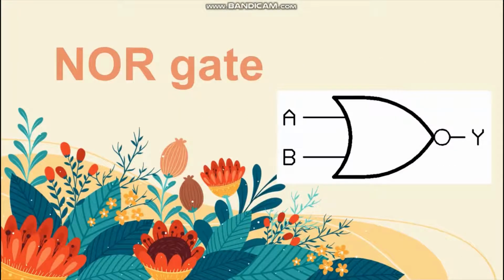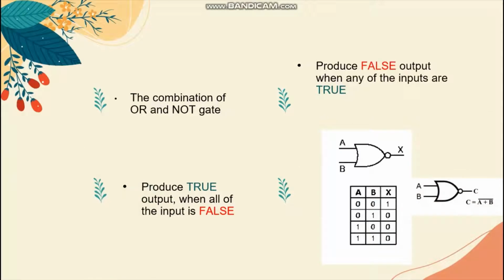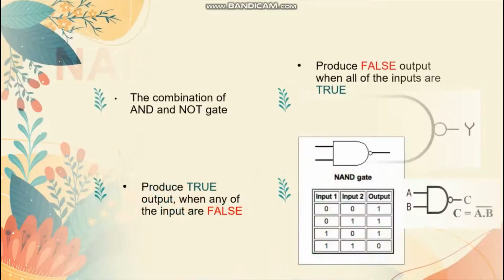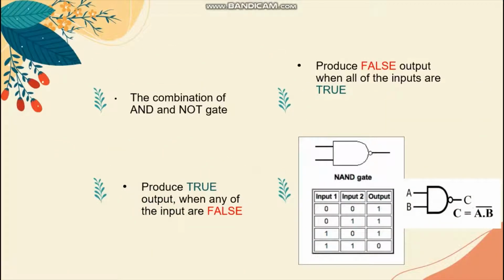Next is the NOR gate. The NOR gate is the combination of OR and NOT gate. This produces a true output when all of the inputs are false and produces a false output when any of the inputs are true. Next is the NAND gate. This is a combination of AND and NOT gate and produces a true output when any of the inputs are false. It produces a false output when all of the inputs are true.